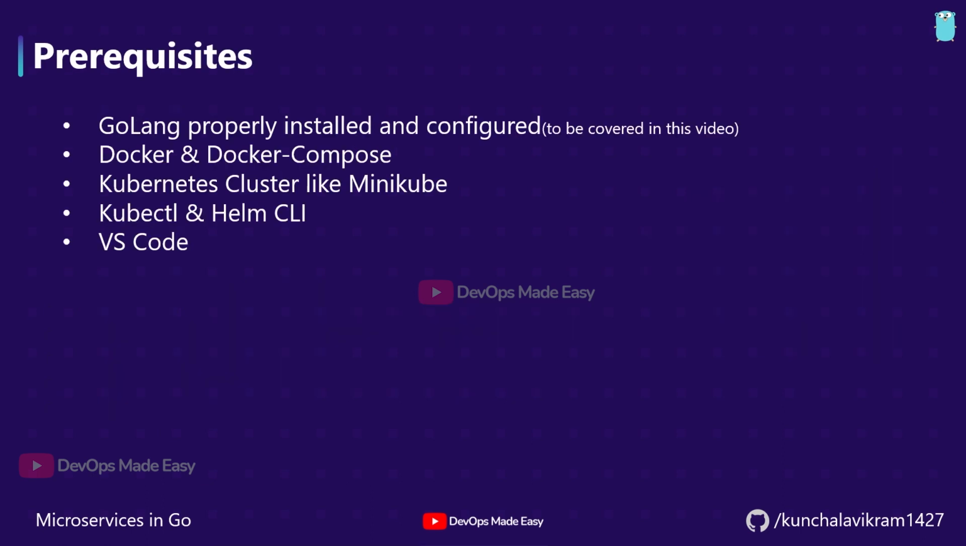So these are the prerequisites for this video. We are going to start with installing Golang and then properly configuring it. When we talk about properly configuring it, I mean configuring GOPATH, GOBIN and GOROOT directories. We'll also need Docker and Docker Compose CLIs and a Kubernetes cluster like a Minikube cluster. We'd also need kubectl and Helm CLIs to talk to the Kubernetes API server. And at last, we need VS Code for coding.